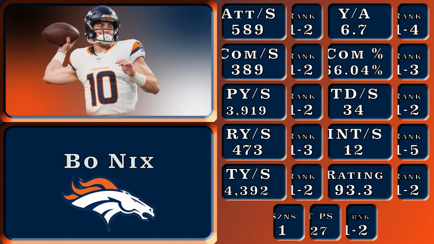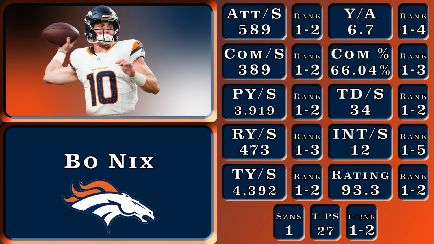At number 2 is Bo Nix, and it's clear that his interceptions brought him down, though it still wouldn't have been enough to make him number 1. The best that could be said was that his passing touchdowns were on par with number 1, but lost out on the top ranking in total touchdowns because his rushing touchdowns were 3 fewer. It's clear that if Nix continues to play like he did in his first season, he could be a real force to be reckoned with in next year's ranking.